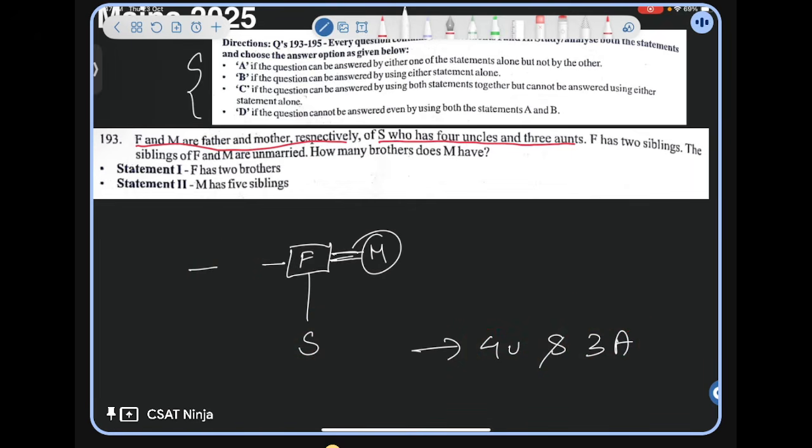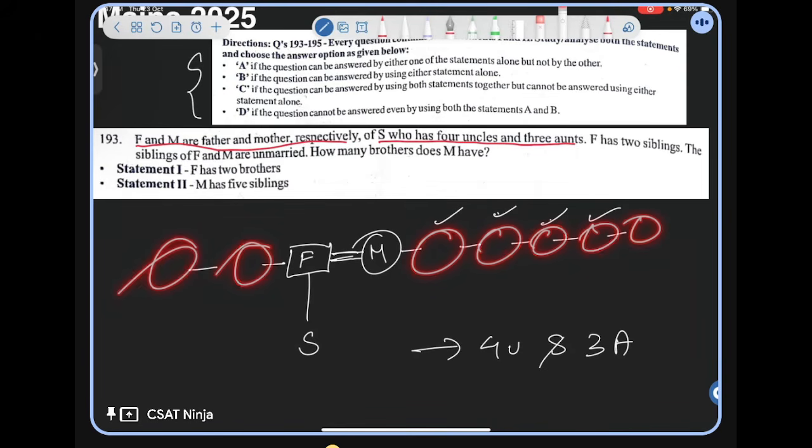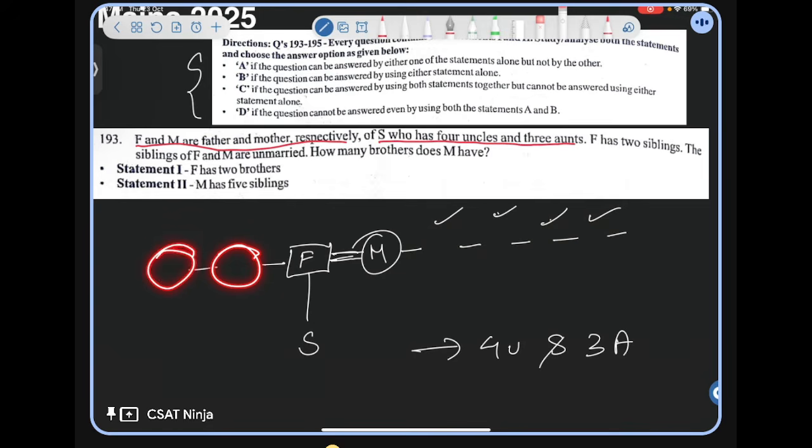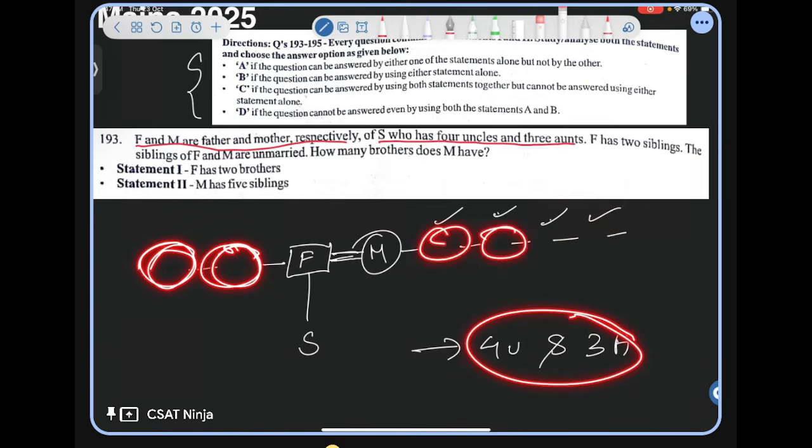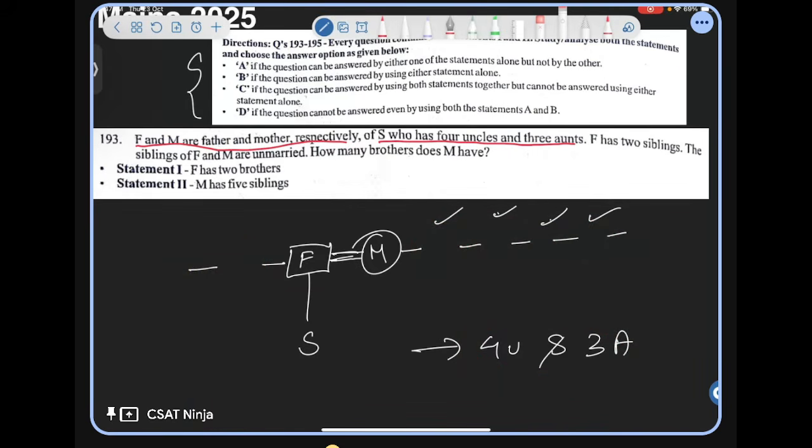That means M has how many siblings now? 1, 2, 3, 4, 5, and 6. 1, 2, 3, 4. So 1 can be filled here. 1, 2, 3, 4, 5, 6, and 7. Okay. Since F has 2 siblings, these 2 slots will be filled. So out of these 7, the remaining 5 spaces will be here. Okay. So that's what the question says.